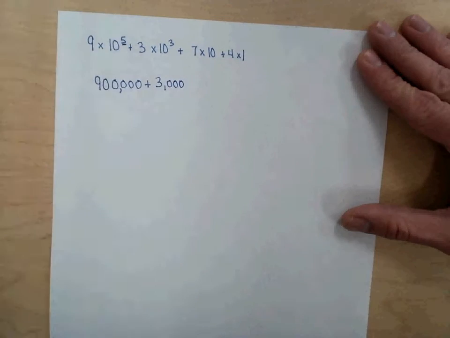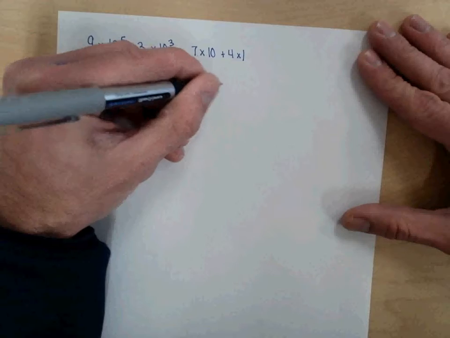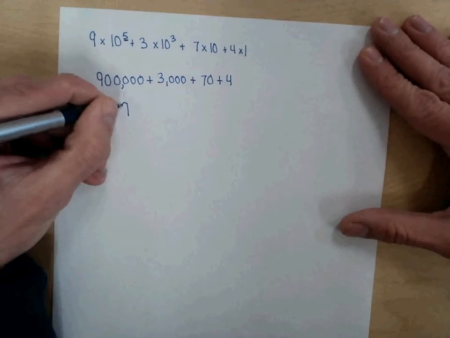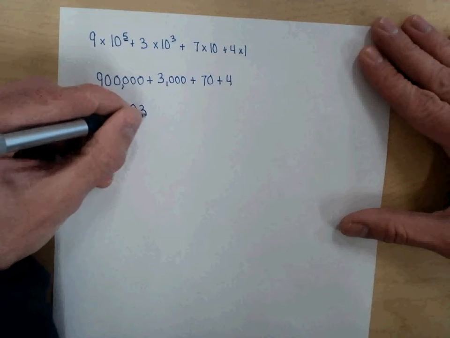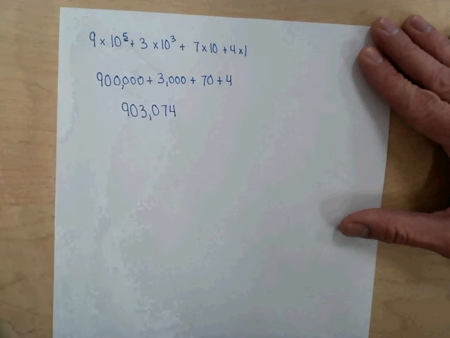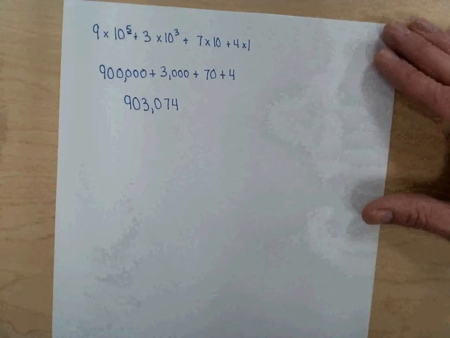Well, that's 3,000, and then 70, and then 4. So they want to write it out like that. Then what they can do is they can go, okay, this is 903,074, and they can write it out like that. So that's what we're going over.